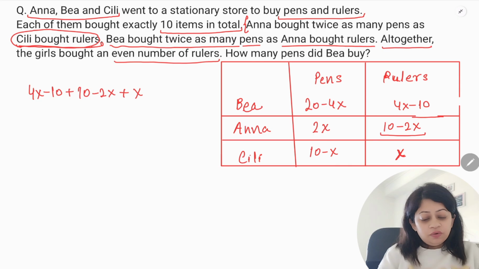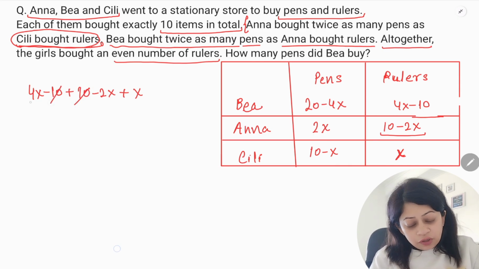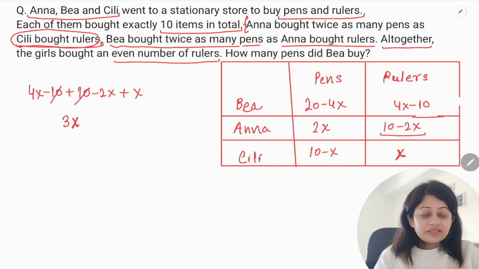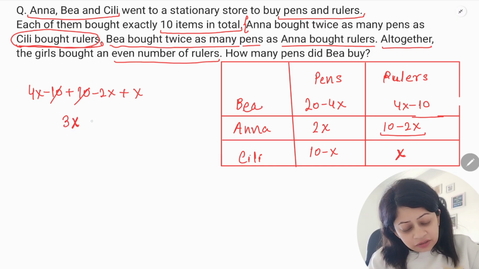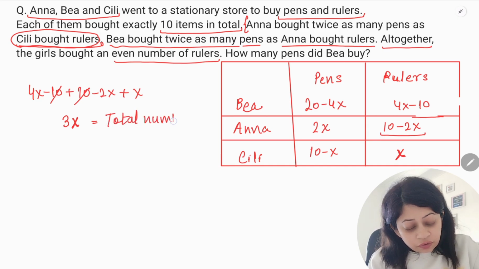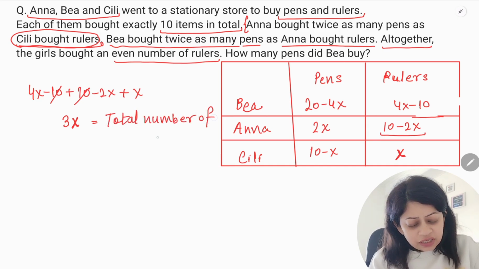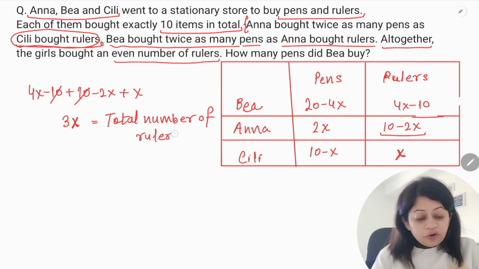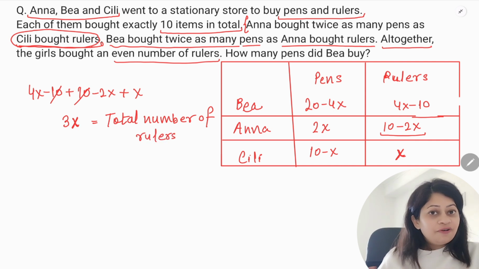I added all the rulers. The 10x, 10 and 10 will cancel out, and here you will get 3x. So the total number of rulers is 3x. Total number of rulers, this is what we know now. We do not have any other information, so we will have to figure out something with this only, right?